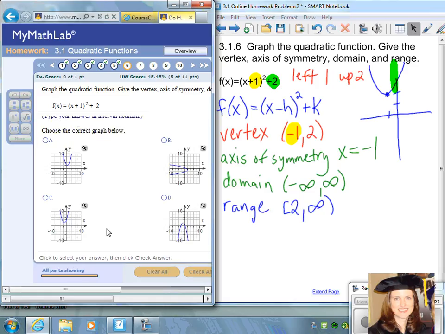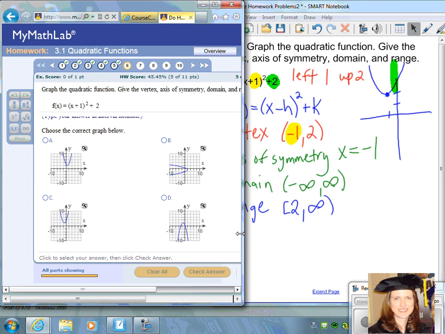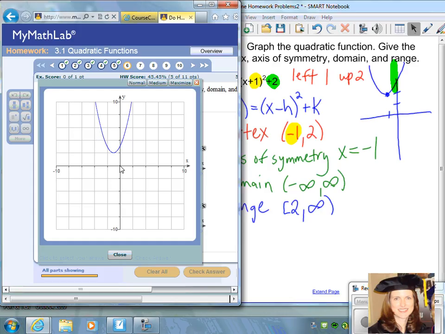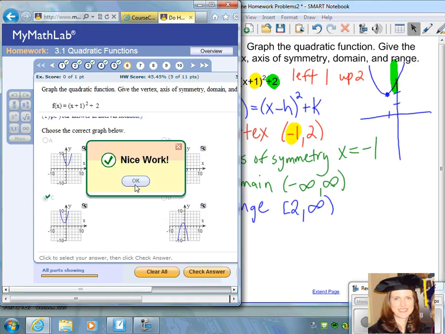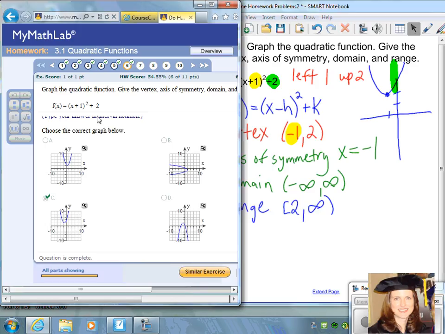Okay, now we want to choose the correct graph. We want to choose the graph that has the vertex at -1, 2, and it opens up. Now if we look at all the choices, there's 2 that open up, and it looks like this one here, the vertex is -1 up 2. Each of these boxes is counted as 2 units. We're going to select that and move on to question number 7.